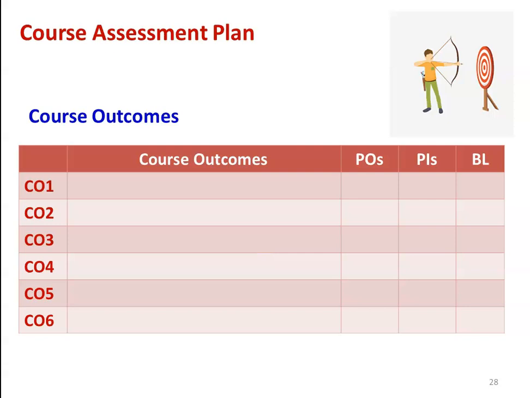And this is the course assessment plan. We have 5 to 7 course outcomes for every subject, every course, and we have to write the statement. The statement should begin with the Bloom's action verb, and it should be connected with the POs and PIs, specifically PIs and the Bloom's level. So Bloom's level, starting from remember, understand, apply, analyze, evaluate, and create. So this is how we have to prepare the course outcome.